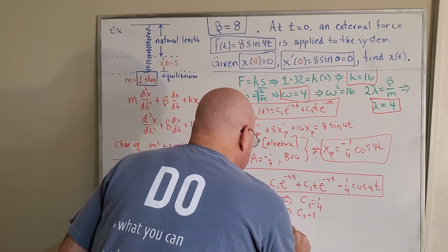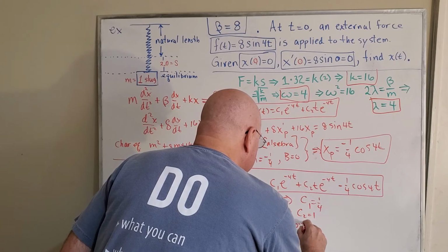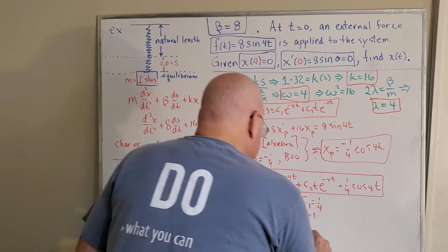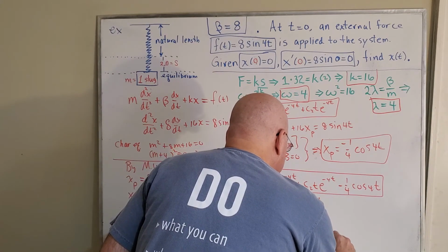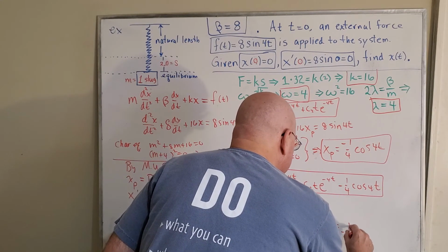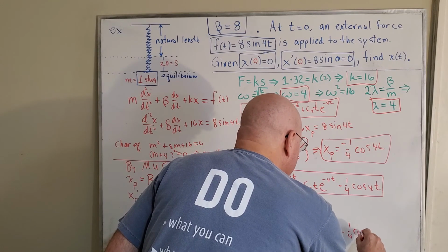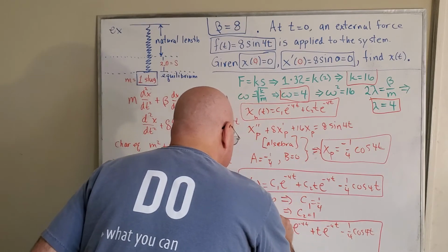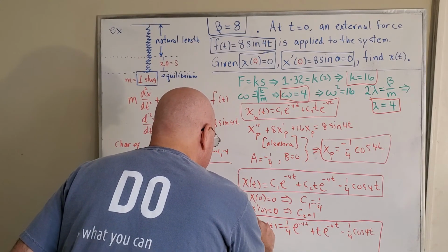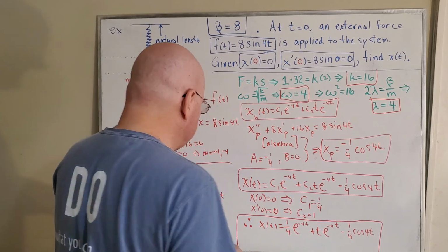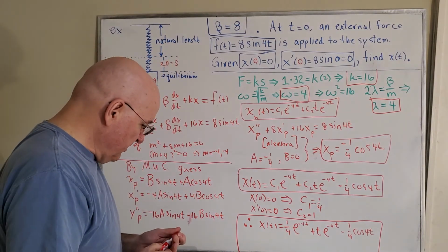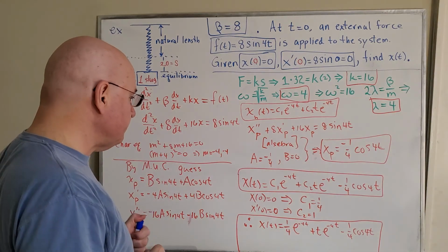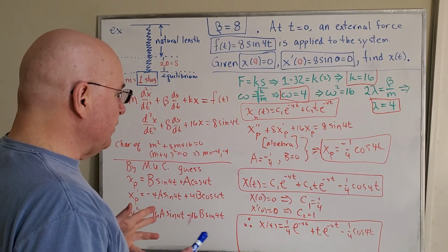So we will get 1/4 e to the negative 4t. C2 is a 1, so plus t e to the negative 4t, and minus 1/4 cosine of 4t. The three dots just mean therefore. That's our final answer.